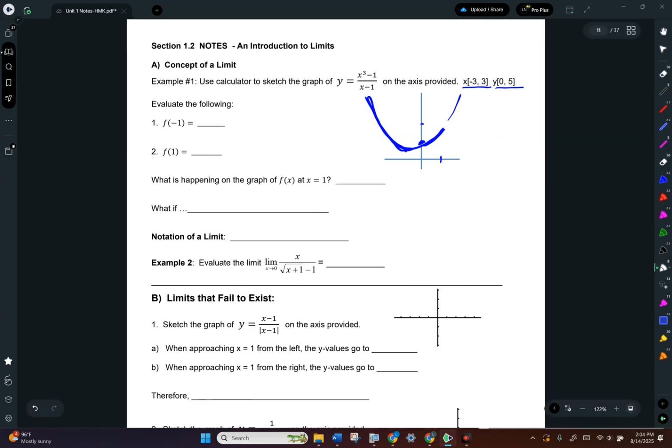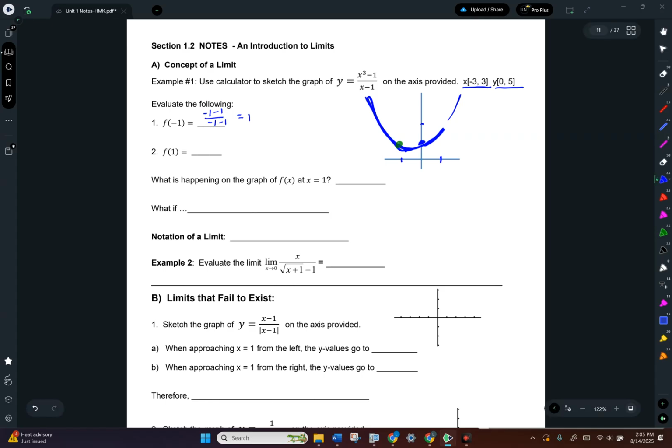Okay, so let's look at the questions. Evaluate the following, f of -1. So kind of like we said last time, I could look on the graph at -1, but I don't know how accurately I've drawn this graph. So let's use the equation. If I put in -1, on the top I'm going to have -1 cubed, which is -1, minus 1. And on the bottom, I'm going to have -1 minus 1. So -2 over -2 equals 1. And that kind of makes sense because at -1, it seems like maybe the y value might be 1, kind of accurate.